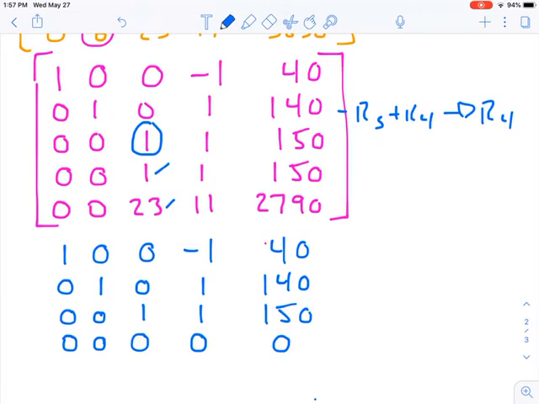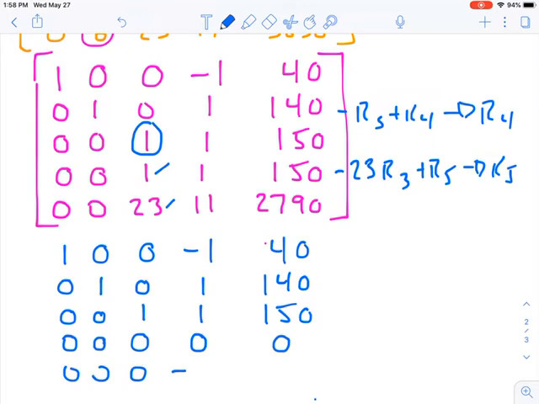Now, we also need to get rid of the 23. So negative 23 row 3 plus row 5 is going to replace row 5. So we're going to end up with a 0, a 0, a 0. And let's see, negative 23 times 1 is a negative 23 plus 11 is a negative 12.